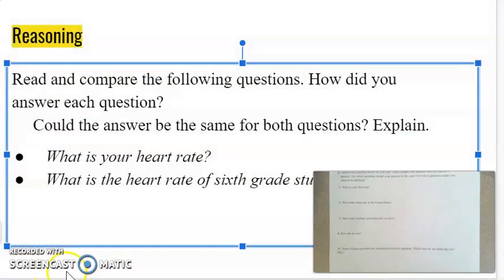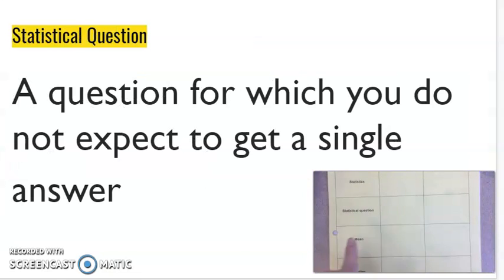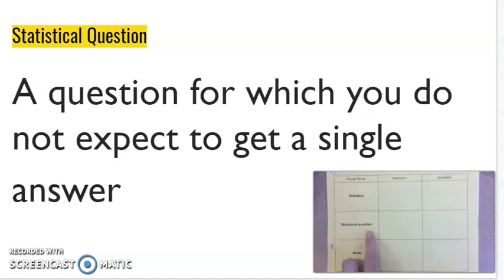So when we talk about a statistical question, going back to our vocabulary, okay, here on the second one down, statistical question, you can go ahead and fill in that that is a question for which you do not expect to get a single answer. So at the end of the year, I'm kind of alluding to this project you're going to have. Part of that is you are going to come up with a statistical question that you can collect data from. You can analyze, interpret, organize that data. So it's a question you're not going to get a single answer from. You're going to get multiple answers, like how many brothers and sisters do you have? And we're all going to have a different answer here in our classroom.